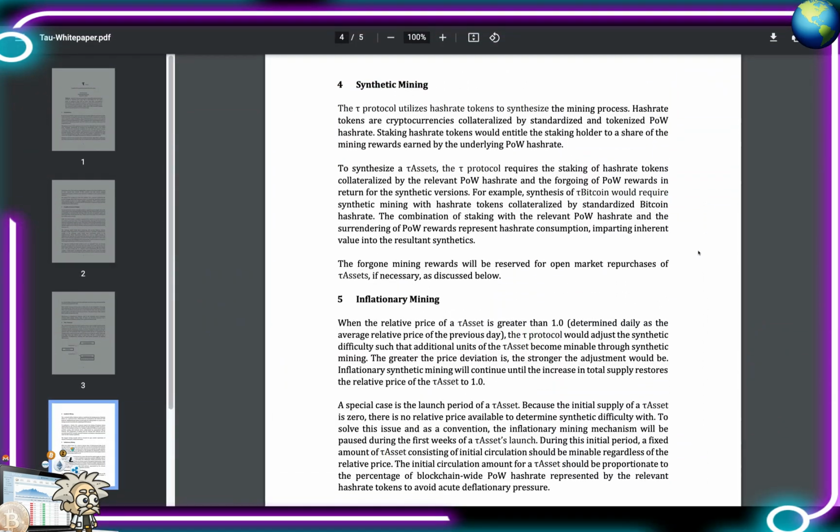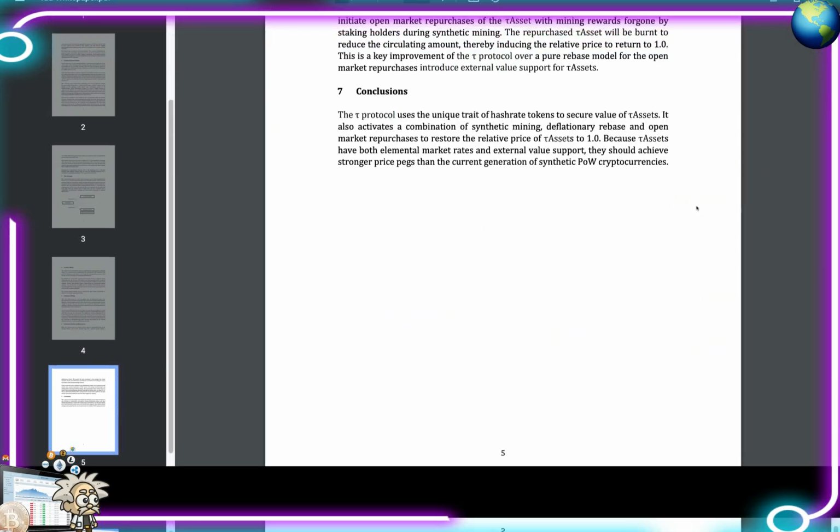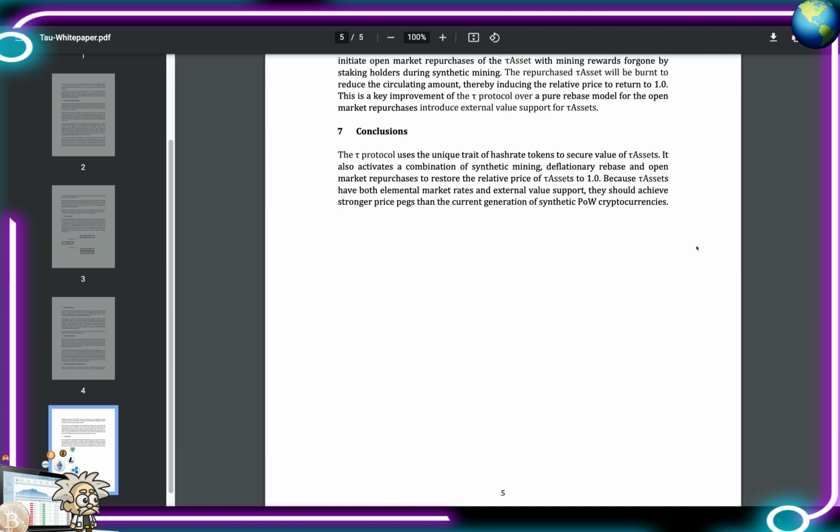They then go over the synthetic mining, as well as the inflationary mining, followed by deflationary rebase and repurchases, and end off the white paper with some conclusions. The TAO protocol uses the unique trait of hash rate tokens to secure value of T assets. It also activates a combination of synthetic mining, deflationary rebase, and open market repurchases to restore the relative price of T assets to 1.0. Because T assets have both elemental market rates and external value support, they should achieve stronger price pegs than the current generation of synthetic proof-of-work cryptocurrencies.